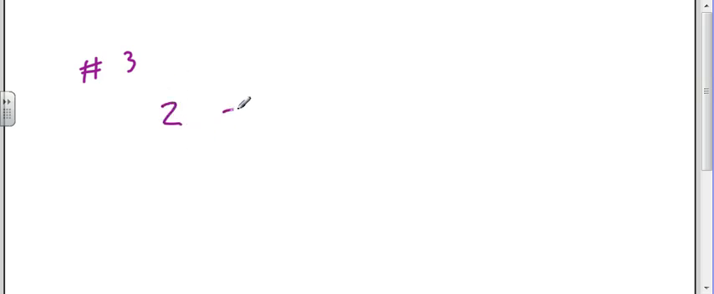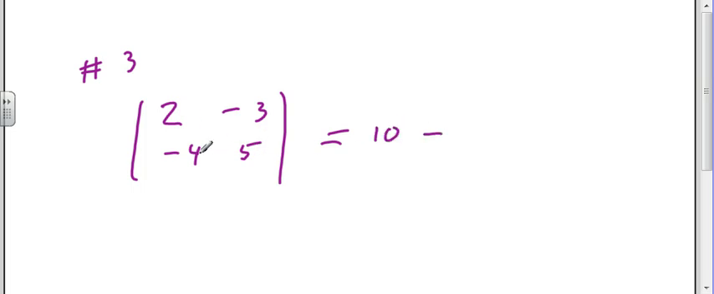So I got 2, minus 3, minus 4, 5. You paid $20 for this calculator. Of course it can do determinants. I mean, give me a break. All right, so 2 times 5 is 10, minus a minus 12. So the answer should be minus 2.